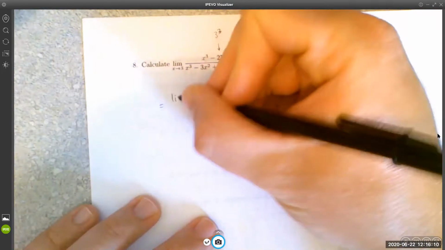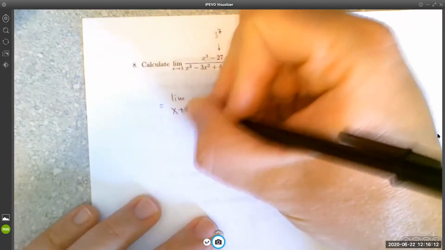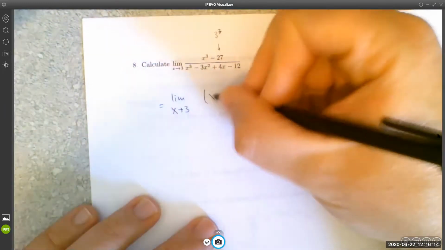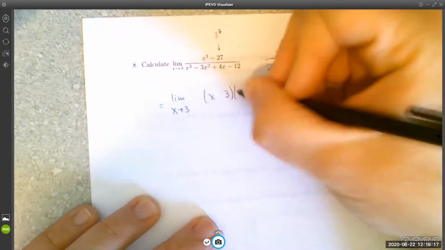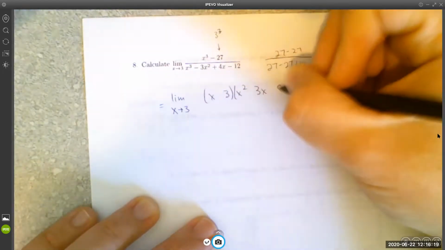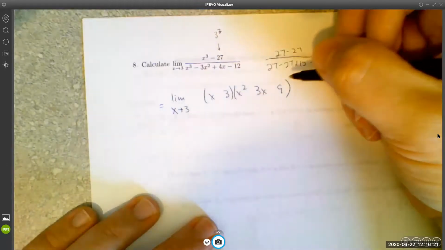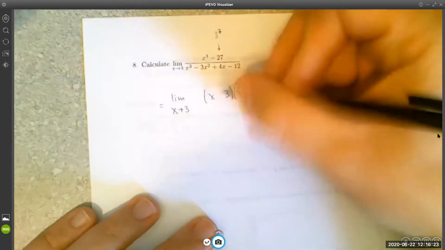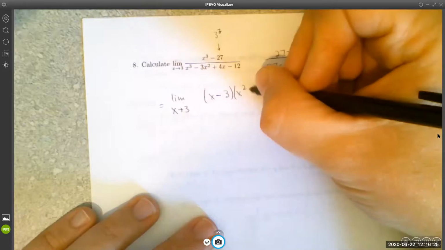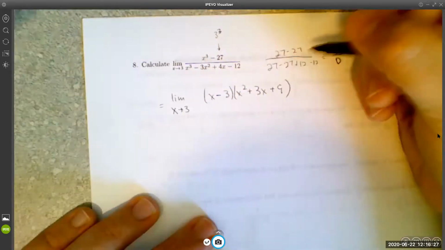So this is the limit as x approaches 3 of x minus 3 times x squared plus 3x plus 9, right? I'm using my difference of cubes formula, and the signs are going to follow: same, opposite, always positive.